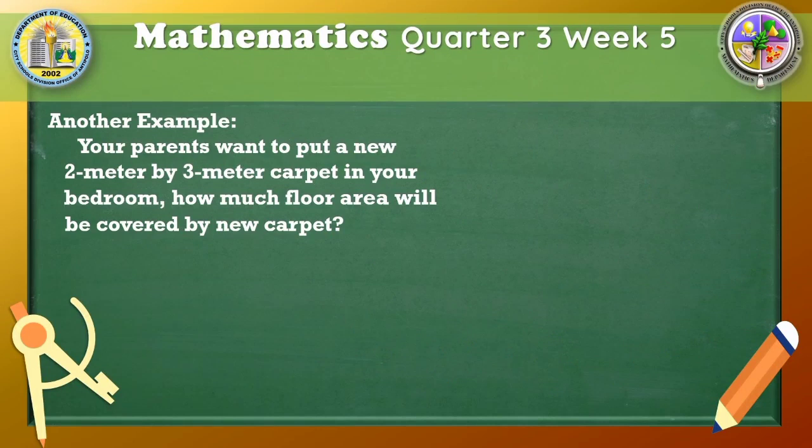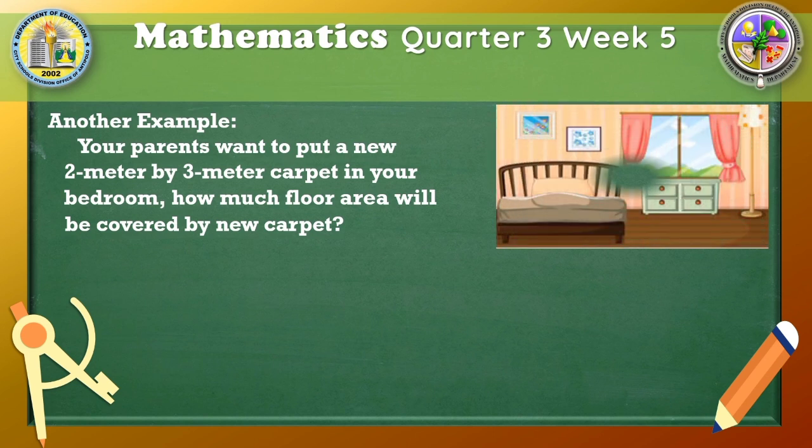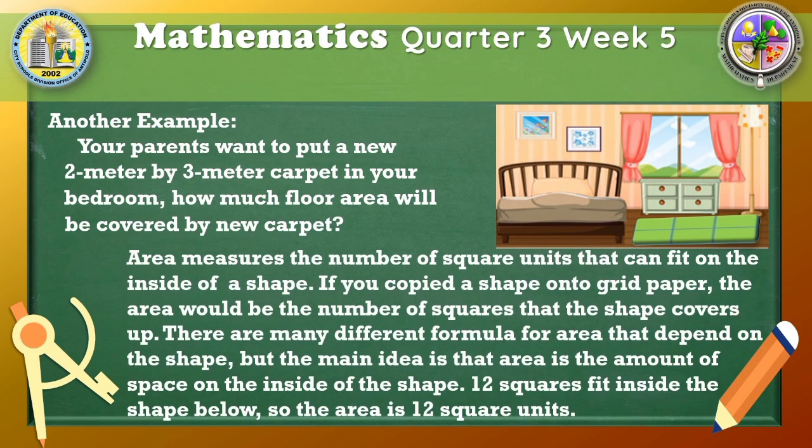Another example: your parents want to put a new 2 meter by 3 meter carpet in your bedroom. How much floor area will be covered by the new carpet? To know how much floor area will be covered, you need to calculate the area of the carpet. Area measures the number of square units that can fit on the inside of the shape. If you copied a shape onto grid paper, the area would be the number of squares that the shape covers up. There are many different formulas for area that depend on the shape, but the main idea is that area is the amount of space on the inside of the shape. 12 squares fit inside the shape below, so the area is 12 square units.